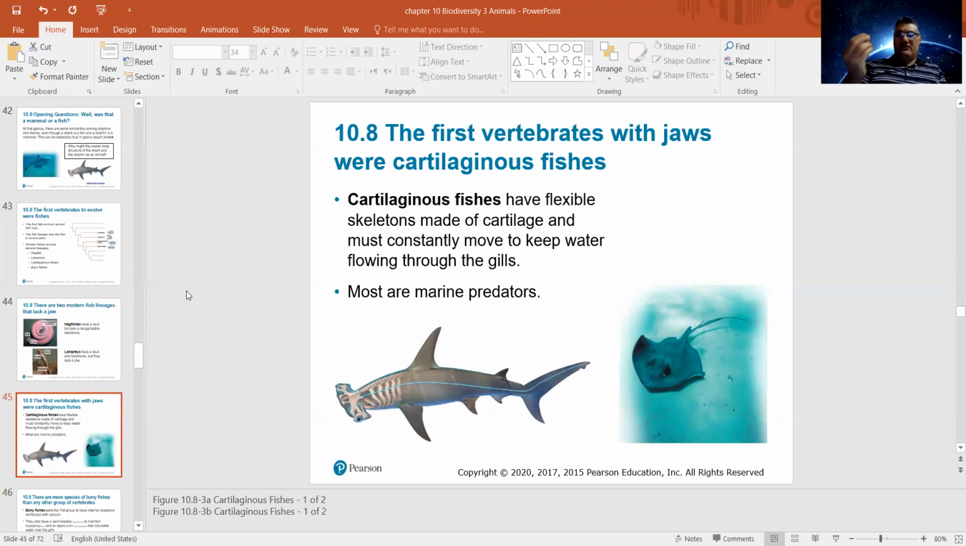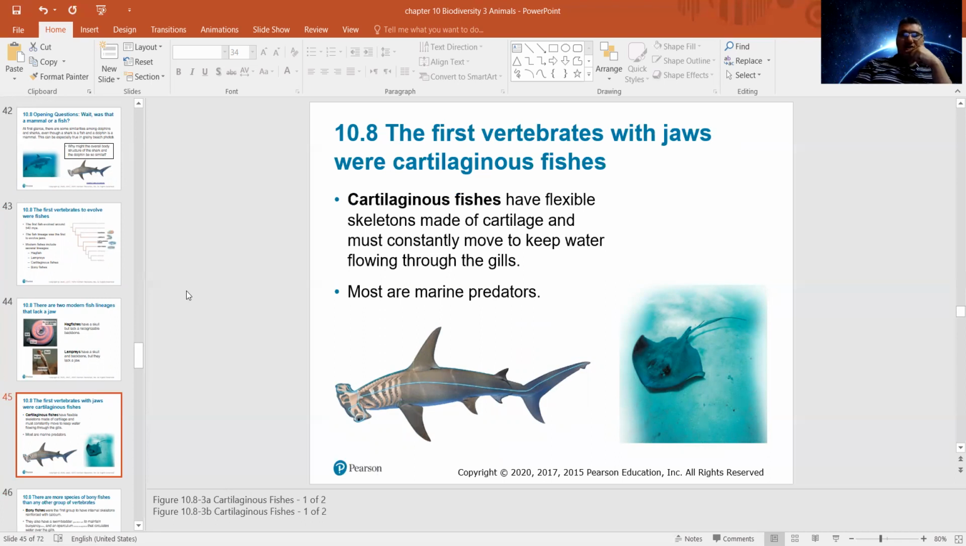Cartilaginous fishes means the fish that have cartilage inside, like their endoskeleton is not bone. It's cartilage. Cartilage is like this. Bone is like this. Like if you feel your own nose, the tip part is cartilage. You can move it. It's not that hard. But the other part of your nose is the bony part.